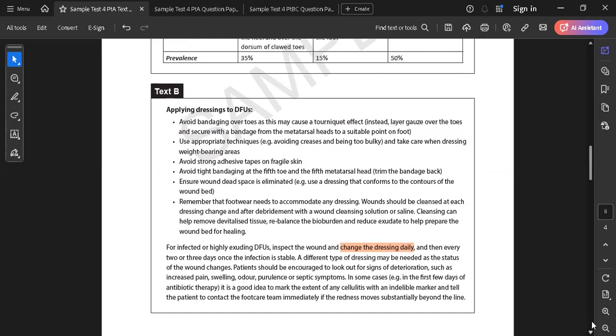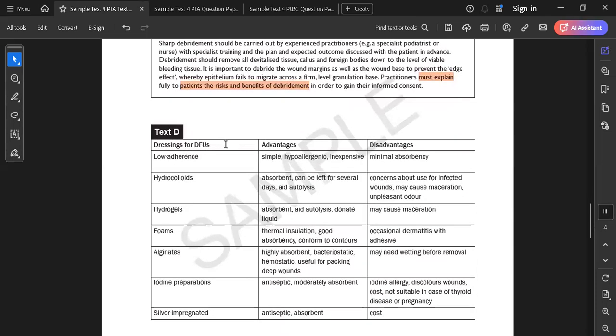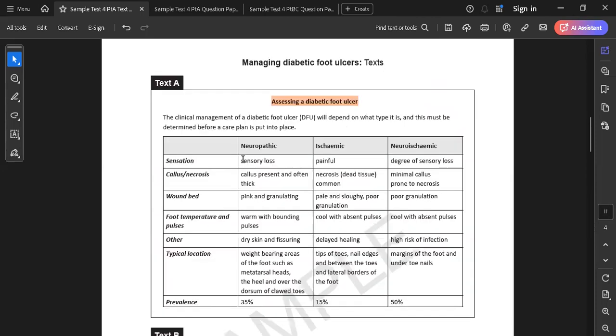Then you go to the next. You don't need to waste a lot of your time on this. And then you go to your text C. It is telling you something about debridement of DFUs. And then if you go to D, it is telling about the dressing, benefits and drawbacks, advantages and disadvantages. That's it. So you just got an overview with the help of the title itself.